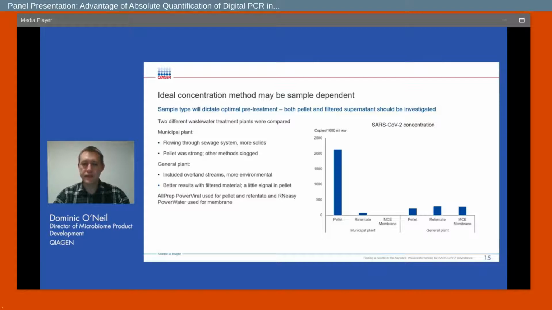The other plant that we were dealing with was a more general plant. It included water flowing over overland streams, had more environmental runoff, and that provided slightly better results with the filtered material. It had signal in the pellet as well, much more comparable between all three methods, and was also easily filterable through all of the methods. So the particular sample used will affect which concentration method is going to work best in your laboratory. The important note is that all of our kits will work well for all concentration methods.